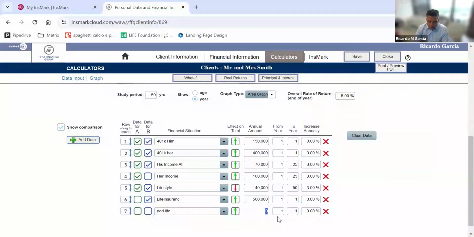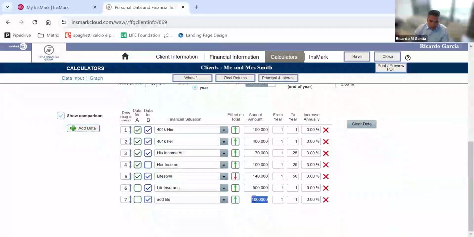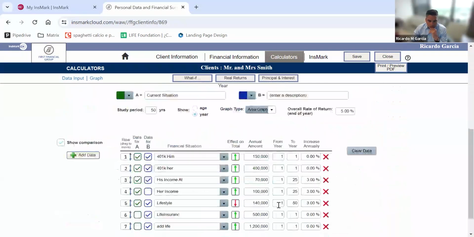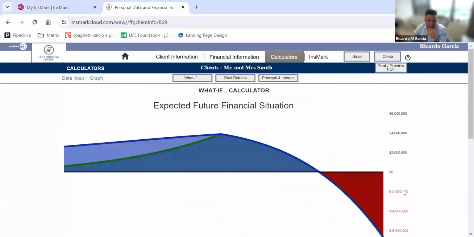Let's say $1 million, right? And we click in here. Better, not the right amount for at least for the wife. Probably it's not $500,000. And by the way, I usually prep for this, so I know what the numbers are. But there it is.